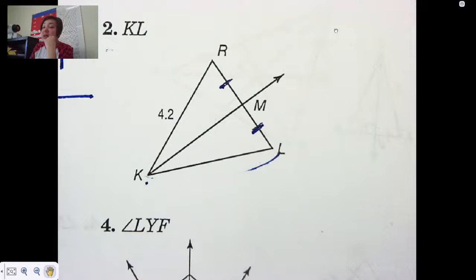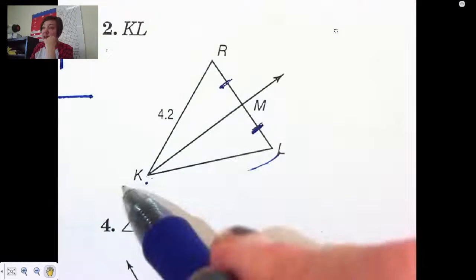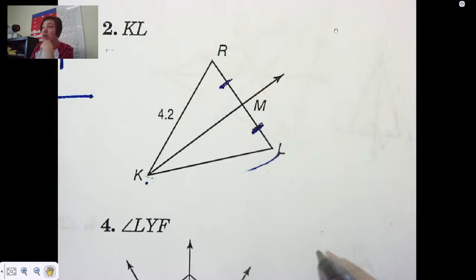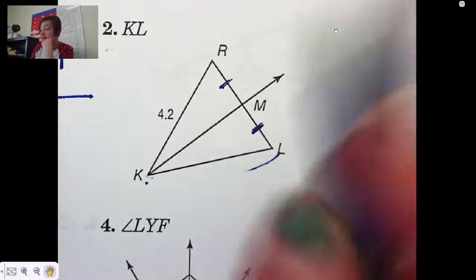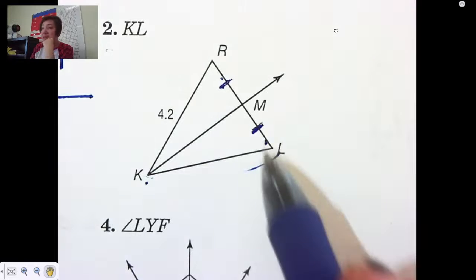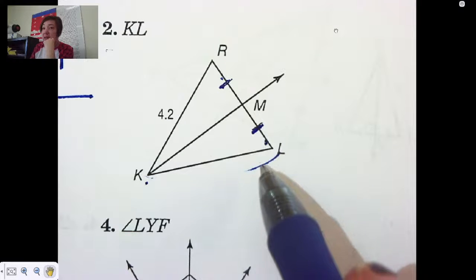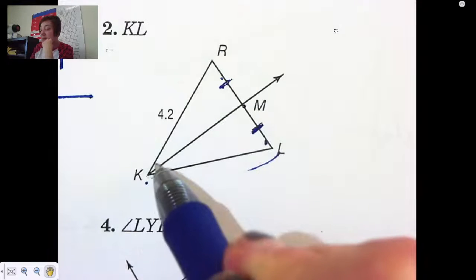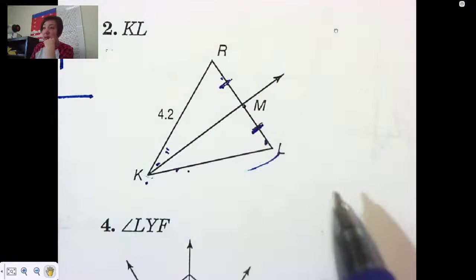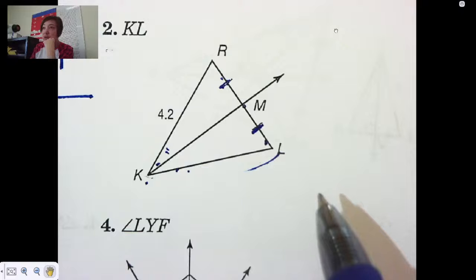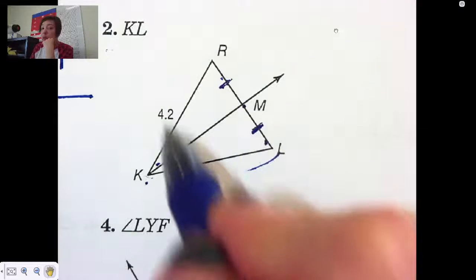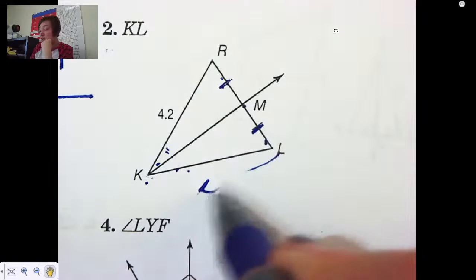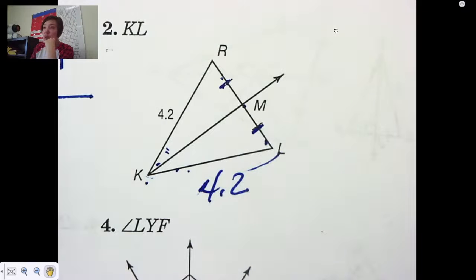The assumption that we're supposed to jump to here is that KR is congruent to KL. But they actually did not give us enough information here, because these two being congruent does not make that a 90-degree angle. It doesn't make these two congruent either. Y'all see what I'm saying? So they actually are wanting us to jump to a little bit of a conclusion that that's 4.2.